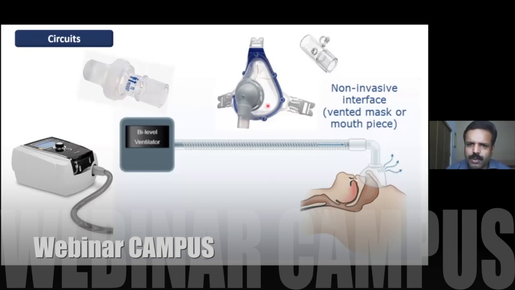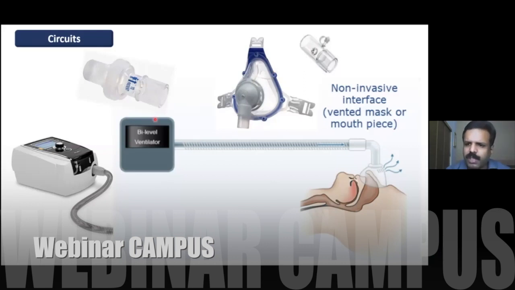You have two types of mask. This is called a vented mask, meaning you can see a hole here, or sometimes we have a valve here. Whenever you keep your hand near that, you can see a significant air leak. So you should have an air leak, or if the mask does not have an air leak, you can connect something like a leak port here. There are two types of leak port.